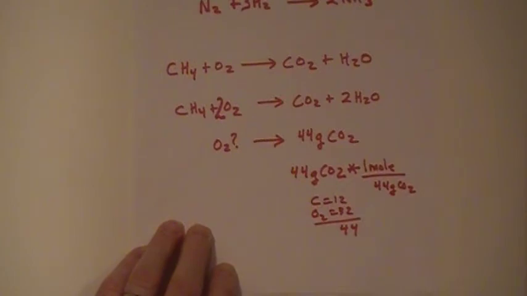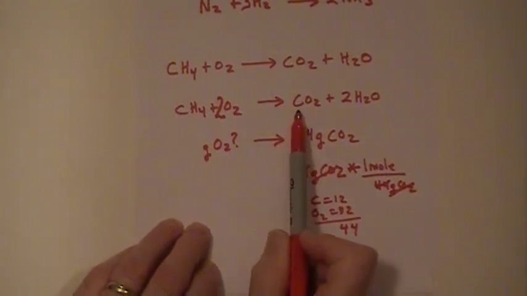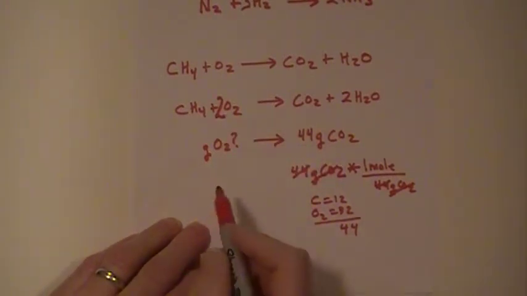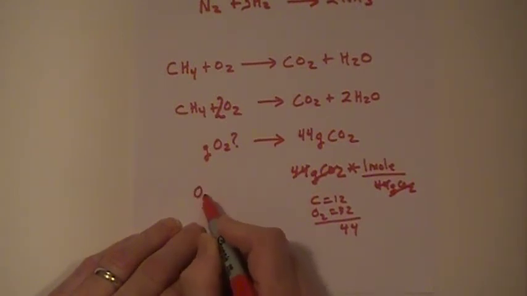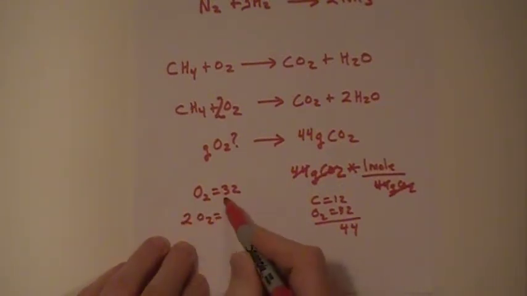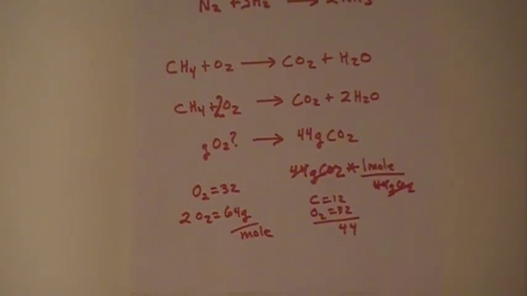So what they've really asked us is how many grams of oxygen are required to make 44 grams or 1 mole of CO2. Well, we know from our balanced equation that 1 mole of CO2 is formed from 2 moles of oxygen gas. Each oxygen weighs 16, so 1 O2 weighs 32, and 2 moles of oxygen must weigh 64 grams per mole. So the answer would be you need 64 grams of oxygen to make 44 grams of carbon dioxide.